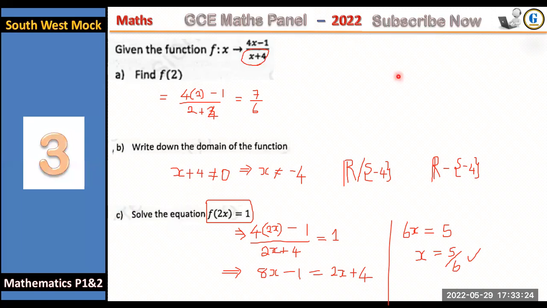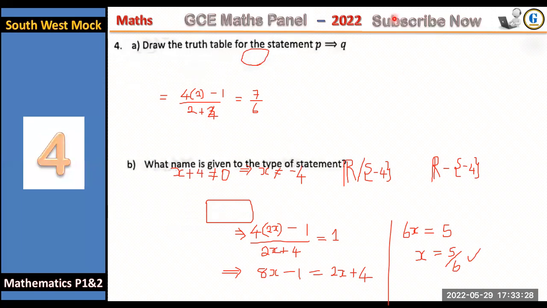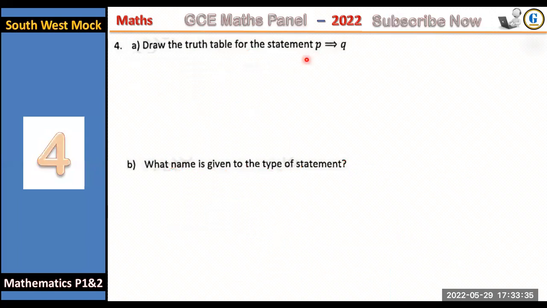That brings us to question 4. Draw the truth table for this statement. What type of statement is an implication, right? Yes, sir. P implies Q. So let's draw the truth table for it.